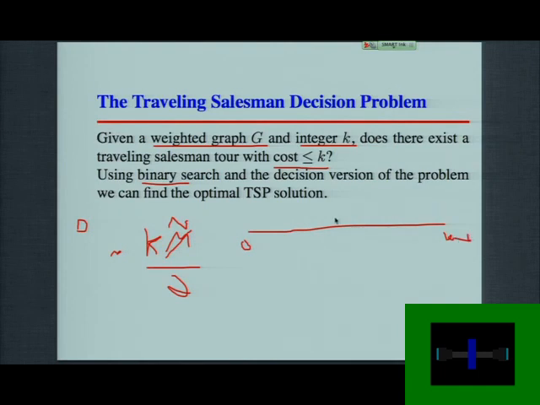I know this is terrible. If we go ask at the midpoint, is there a tour of at least this size? If there is, then the minimum tour has got to be somewhere in that range. If it isn't, the minimum tour has to be in this range. In one of these calls to the decision problem, we have reduced our uncertainty by half. By doing binary search, we would eventually find the optimal size of the traveling salesman tour. How many people see what I'm saying? Any questions? How many people don't see what I'm saying? This isn't that complicated so far.